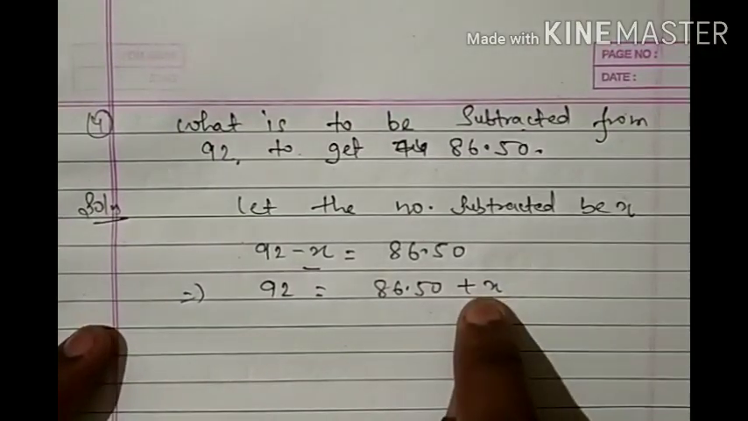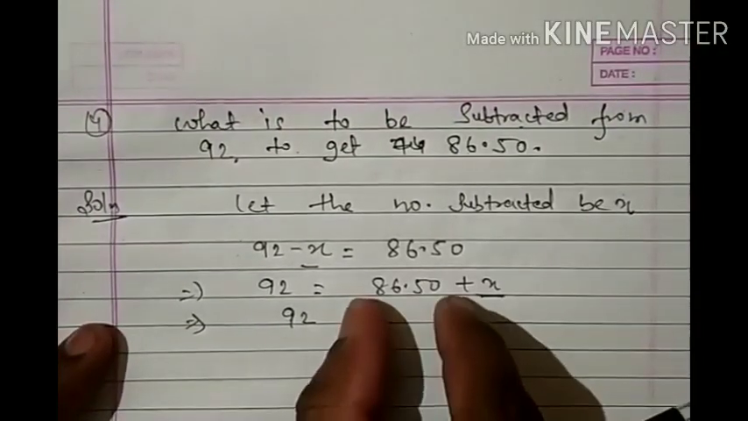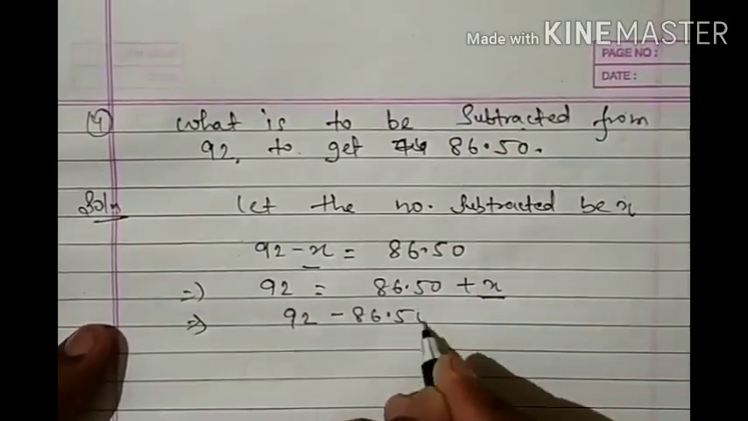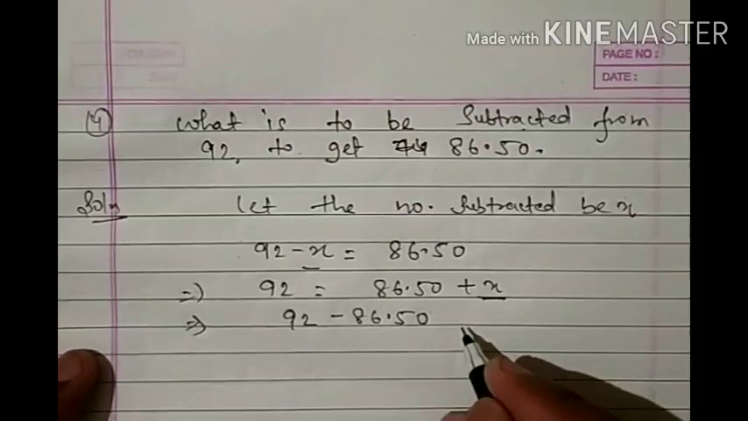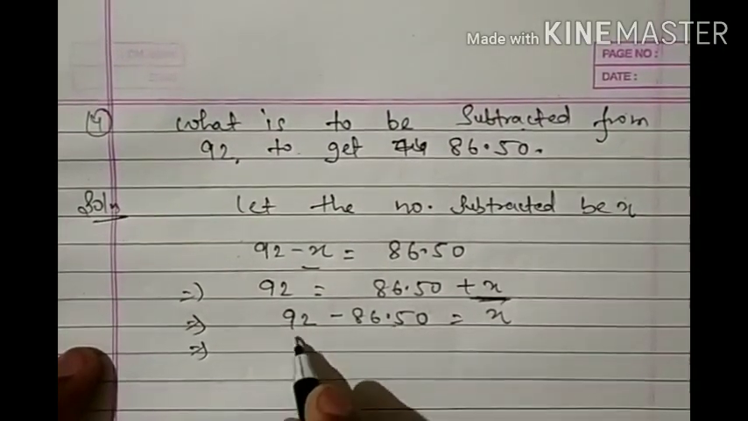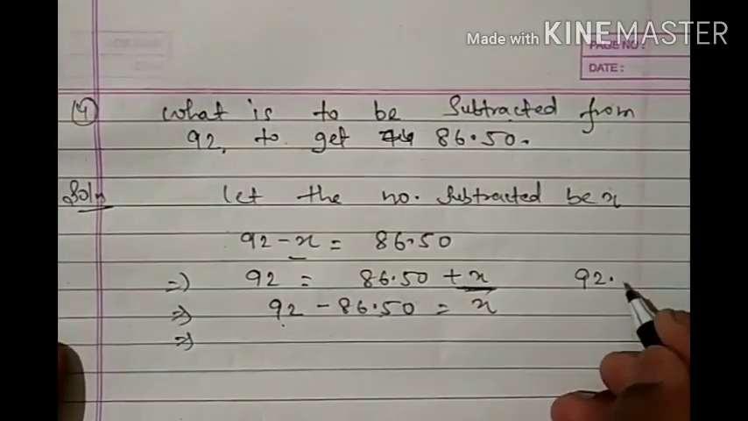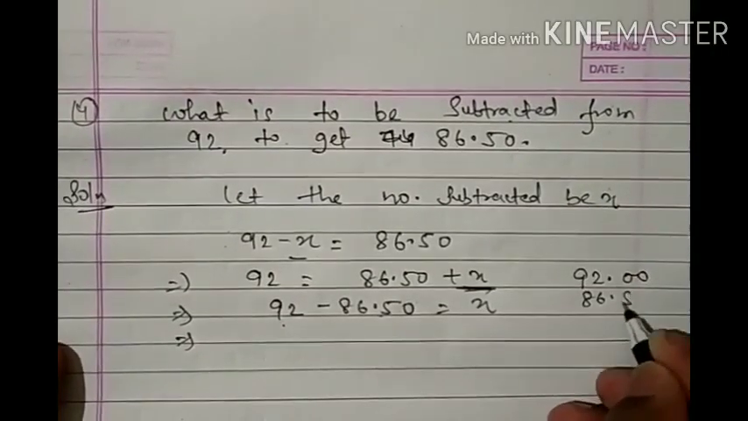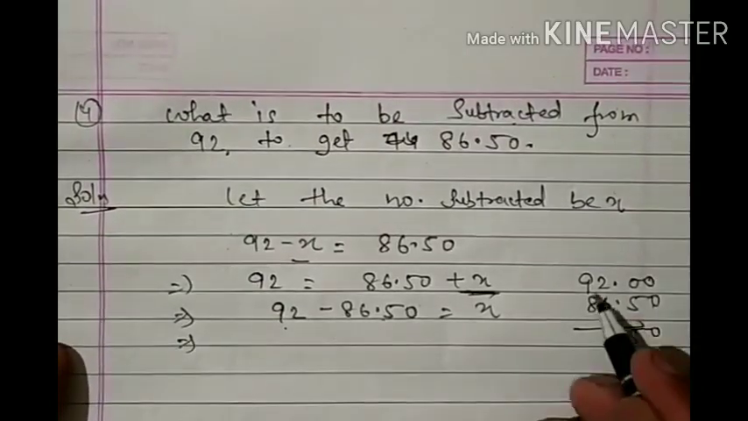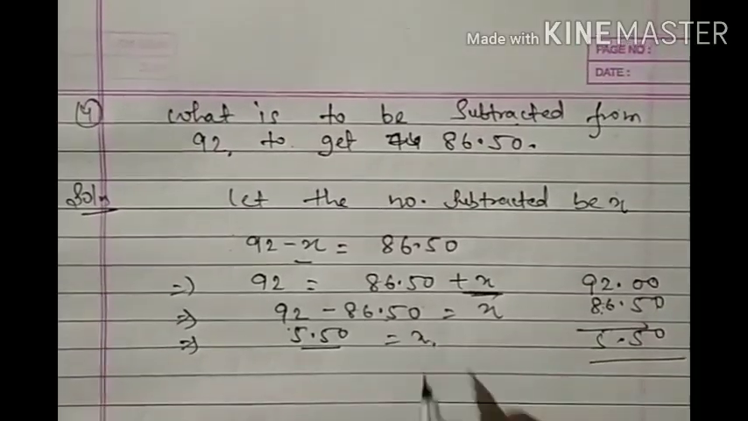Now I will find the value of x. So we can write 92 minus 86.50 will be equal to x, because when it comes to the left side, it will have negative sign. So we can subtract 86.50 from 92. That is 92.00 minus 86.50. 1 over carry, 100 minus 50 will be equal to 50, and 5.50. 5.50 will be equal to x.